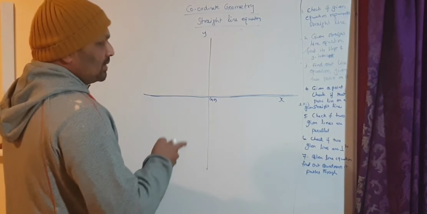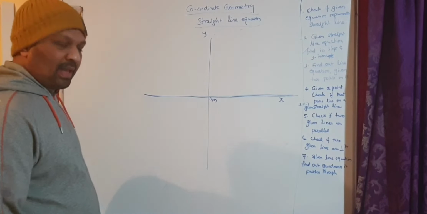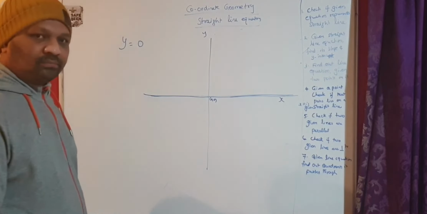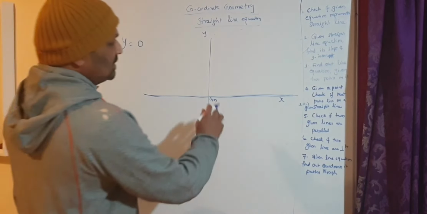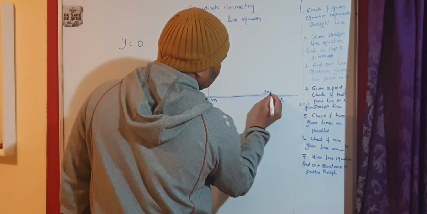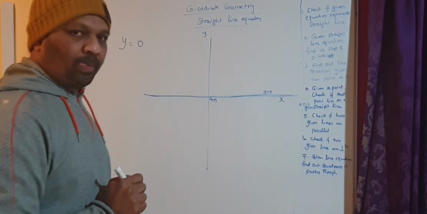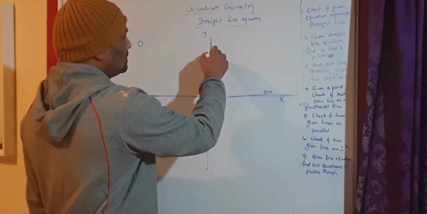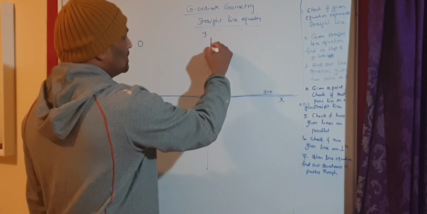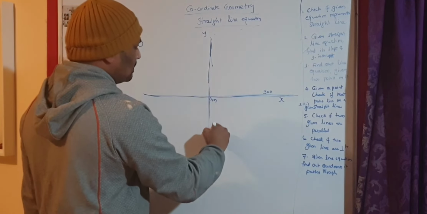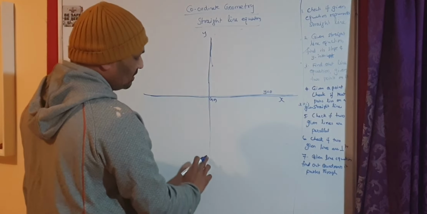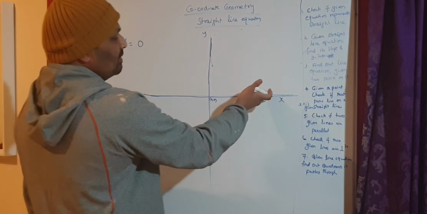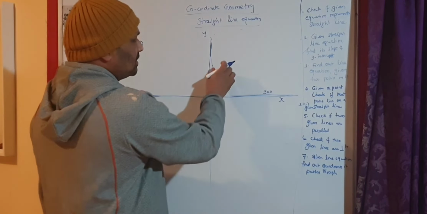Okay. So the x-axis line equation is y is equal to 0. So this is the x-axis, and the line equation is y is equal to 0. Similarly, the y-axis is also a line. What is the line equation of the y-axis? It's the reverse of that one. How did we get y is equal to 0?